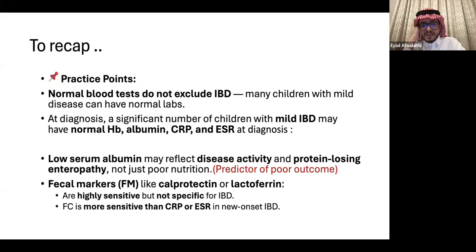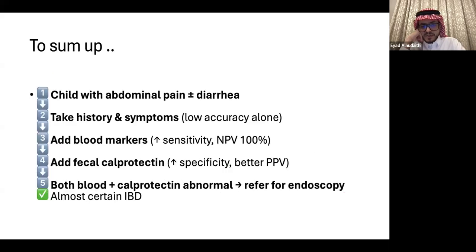So the practical points: normal blood tests do not exclude IBD. Many children with mild disease can have normal labs at diagnosis. A significant number of children with mild IBD may have normal hemoglobin, albumin, CRP, and ESR. However, if you find low serum albumin, it might reflect disease activity and protein-losing enteropathy, and in a lot of guidelines it is one of the risk stratifiers. Fecal markers like calprotectin or lactoferrin are highly sensitive but not specific. And as I told you, calprotectin is more sensitive than CRP or ESR in pediatric IBD.